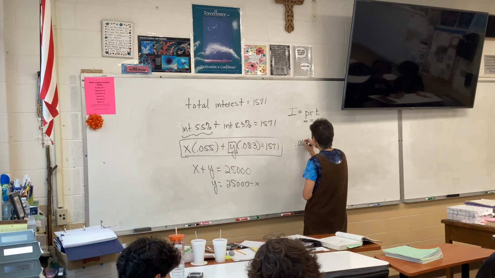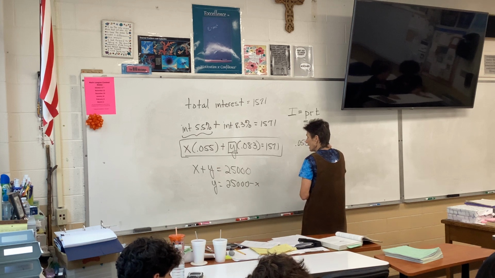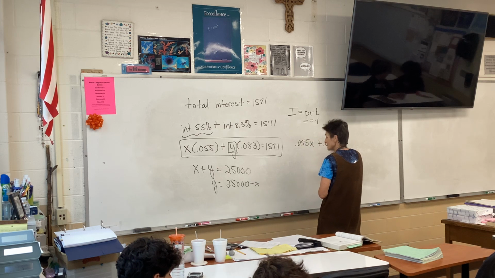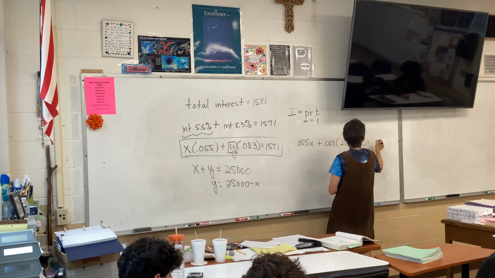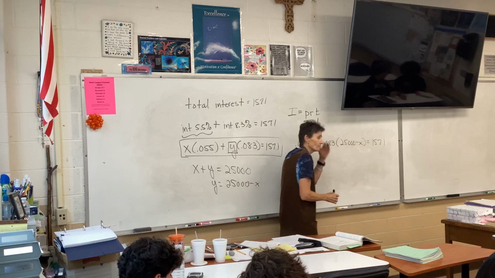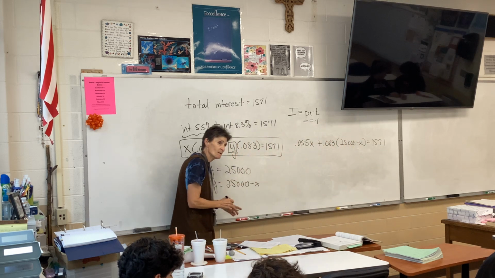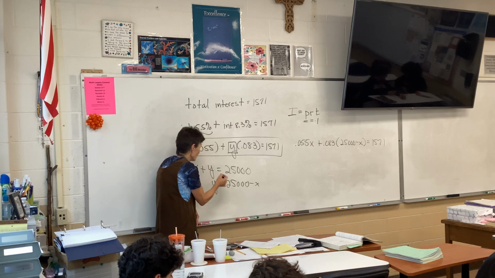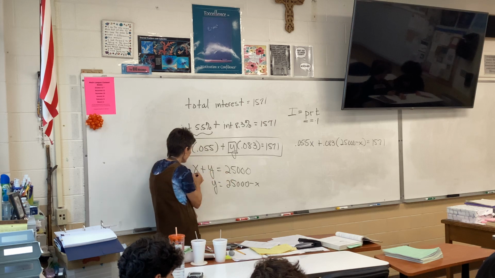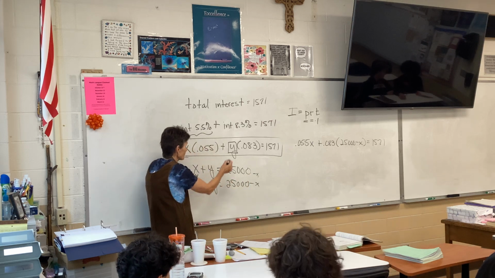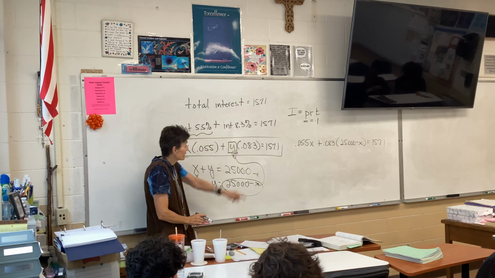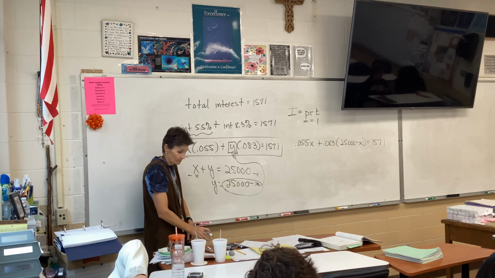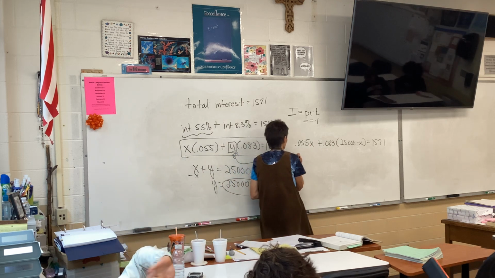So 0.055X plus 0.083 times (25,000 minus X) has to equal 1571. Does everybody follow what we just did? We knew X and Y had to add to 25,000, so Y is 25,000 minus X. I put that in right here and got that equation. So now I'll distribute.